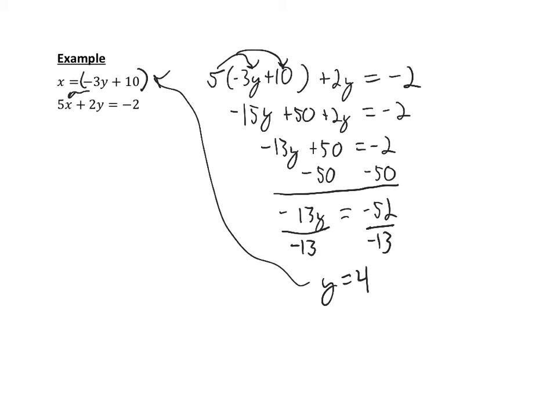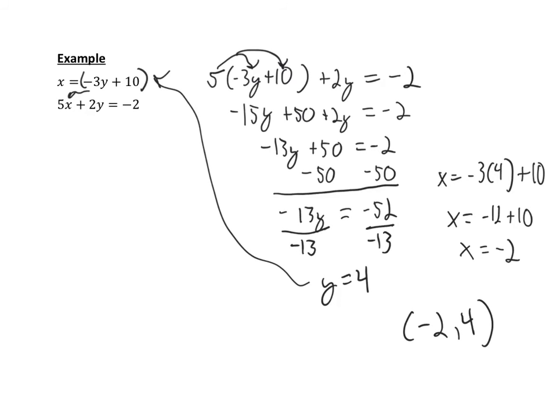So now we have y. We can bring that all the way back here and get x. X equals negative 3 times y plus 10. X equals negative 12 plus 10. So x equals negative 2. So our solution, x is negative 2, and y is positive 4.